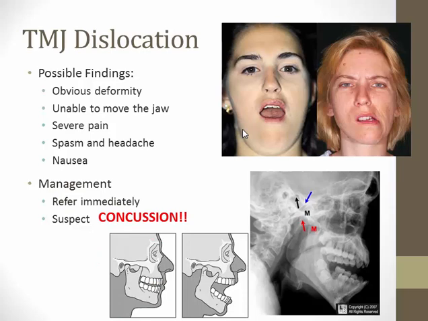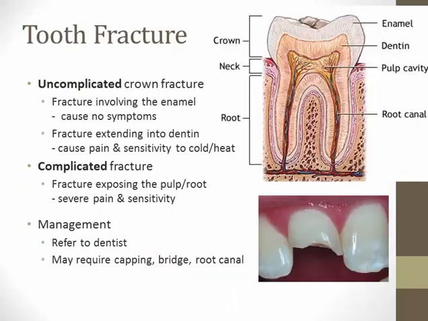So in one case that I've seen before, this patient had a lateral dislocation but also had a massive concussion with it. After reduction, he started to throw up, and we had to deal with the concussion that he sustained, as well as the massive spasm that he got from the dislocation. It was not a fun case. It was a good learning case for me, but not a fun case for the athlete.